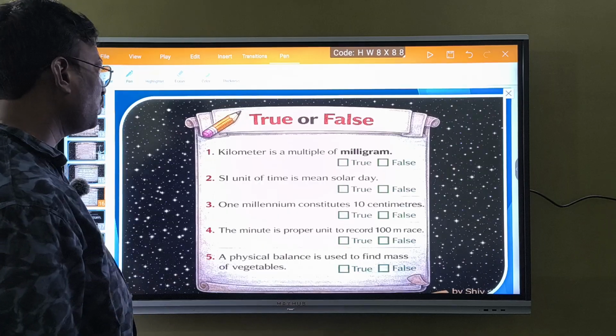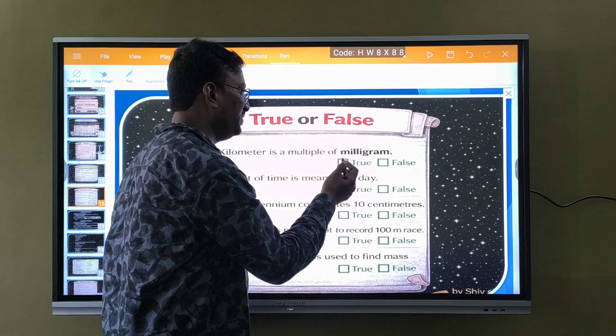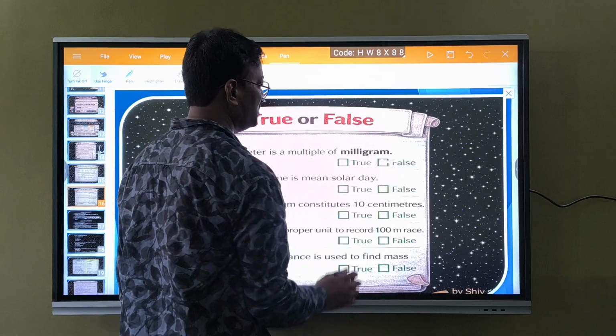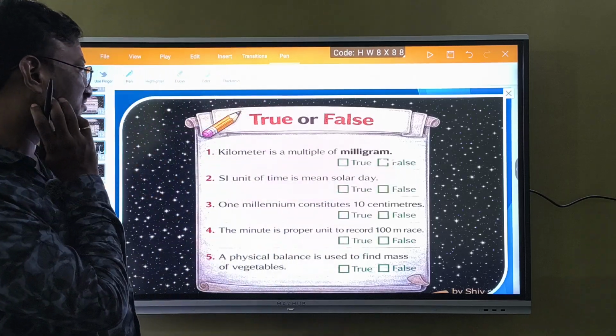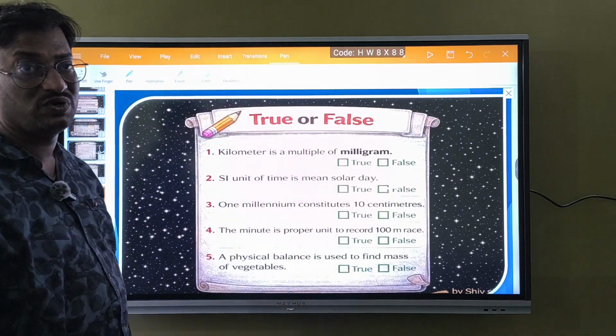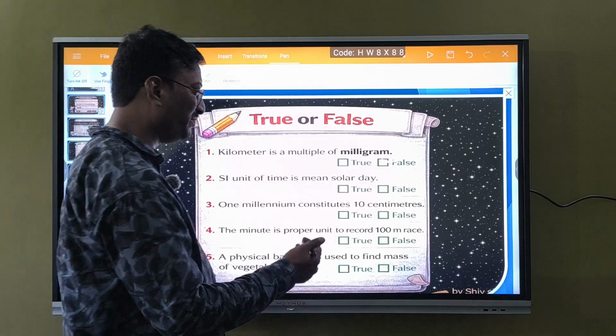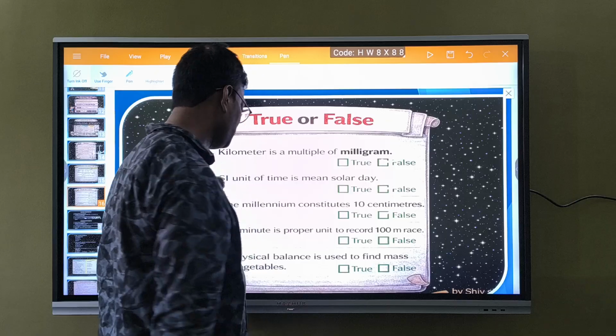Okay. Next, true or false? Kilometer is a multiple of milligram. No, milligram is a small one. So, answer is false. SI unit of time is mean solar day. No, it is false. Actually, the SI unit of time is second. 1 millennium constitutes 10 centimeters, not at all, it is false.